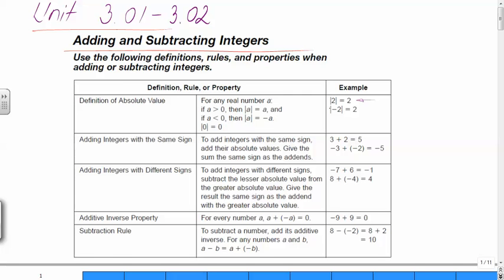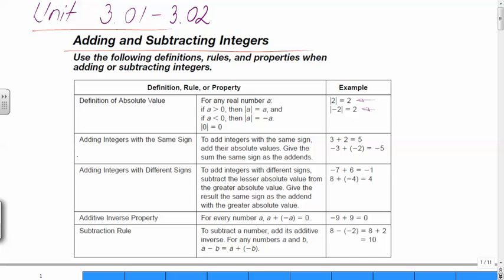So if you have the absolute value of negative 2, it will be equal to minus negative 2, or negative 2, which is 2. Obviously, if your number is 0, the absolute value of 0 is 0.